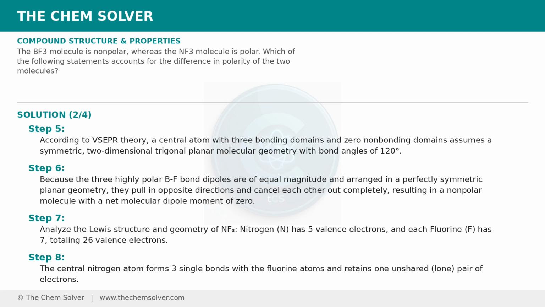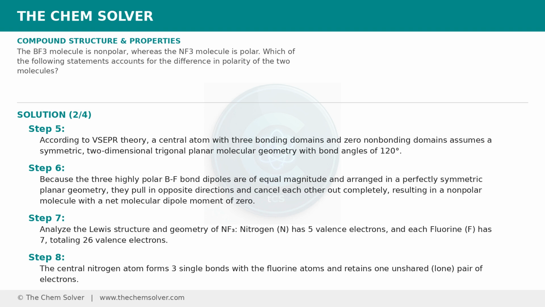According to VSEPR theory, a central atom with 3 bonding domains and 0 non-bonding domains assumes a symmetric, two-dimensional trigonal planar molecular geometry with bond angles of 120 degrees. Because the 3 highly polar BF bond dipoles are of equal magnitude and arranged in a perfectly symmetric planar geometry, they pull in opposite directions and cancel each other out completely, resulting in a nonpolar molecule with a net molecular dipole moment of 0. Analyze the Lewis structure and geometry of NF3.